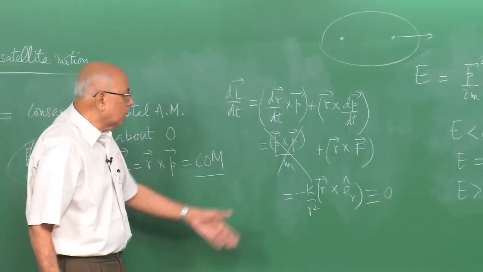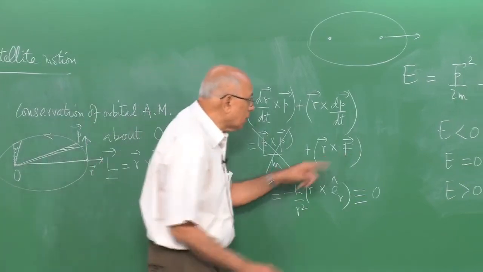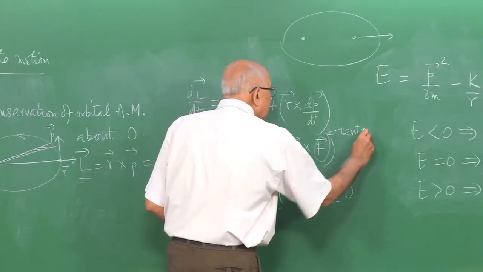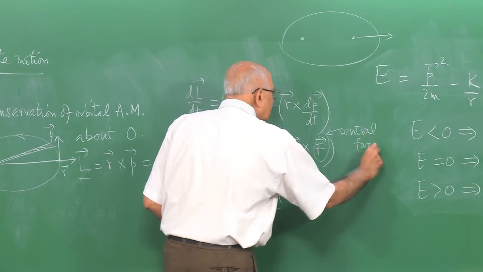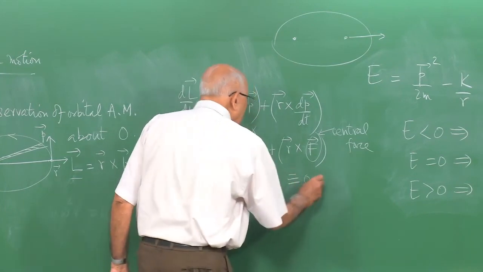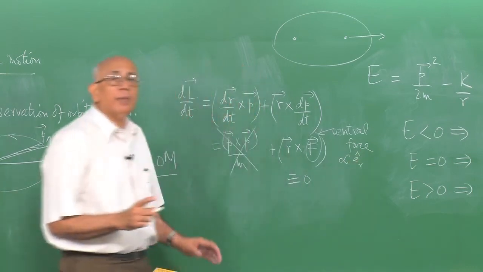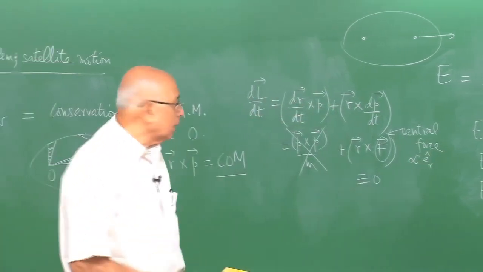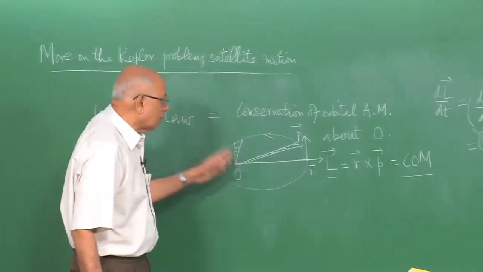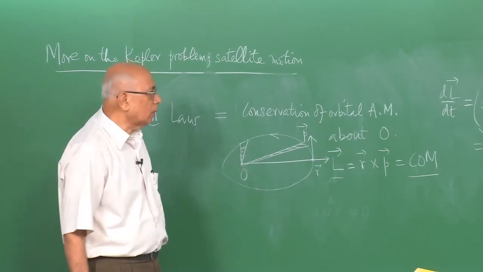Nowhere have we used that this is an inverse square law really, because as long as this force is a central force, it would immediately imply that this is equal to 0, because this force will be proportional to e sub r. It doesn't have to be an inverse square law, but it's still true. So this is a crucial point: for all central forces, angular momentum about the center of force is conserved.